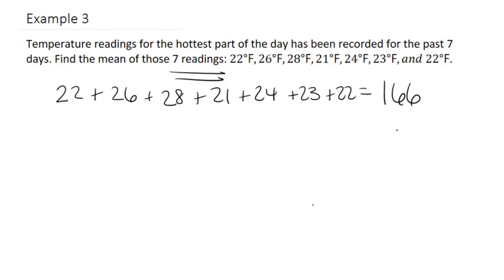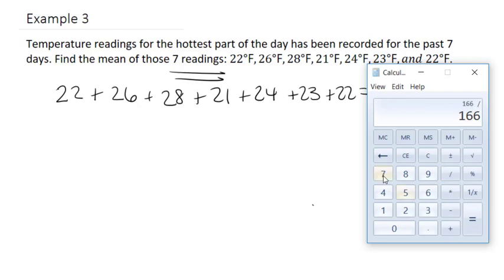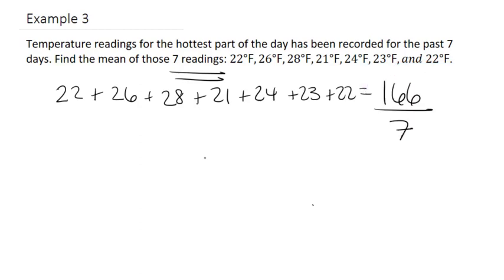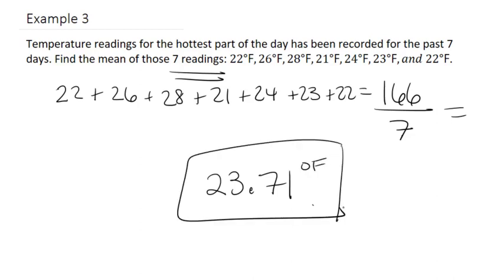And we have 7 readings, so we're going to divide by 7. So let's go ahead and do that. And we get 23.71. So this is equal to 23.71 to be our mean for the 7 readings.